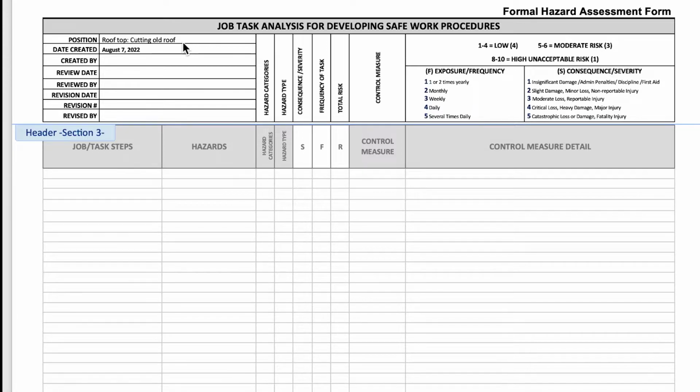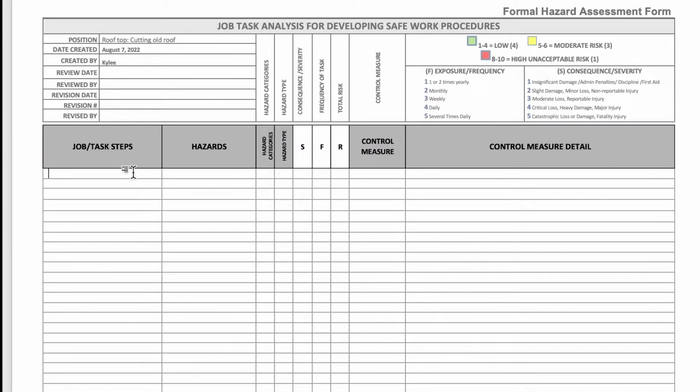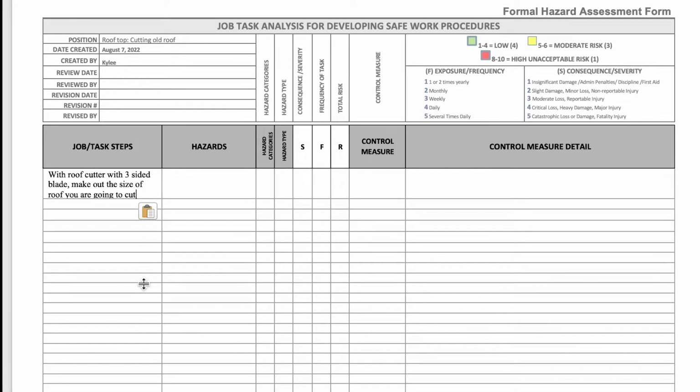Then you're going to state the date it was created and also state your own name here, so that everyone knows who completed the hazard assessment. Then you're going to go down here, and as I had mentioned, you're going to break it down even further. So it's going to be step by step how you complete cutting old roof. So the first step would be with roof cutter with 3-sided blade. Again, being very specific, mark out the size of roof that you are going to cut.